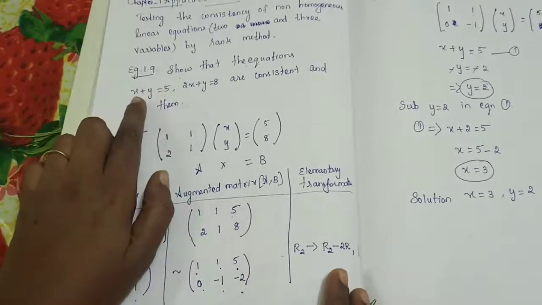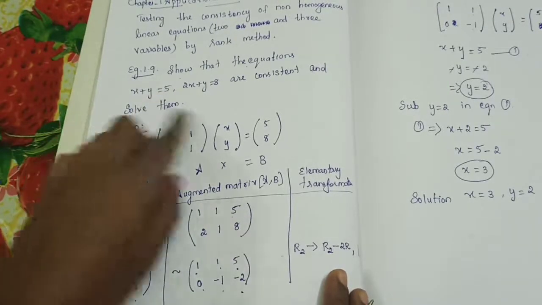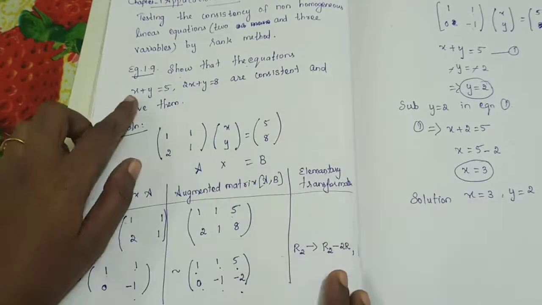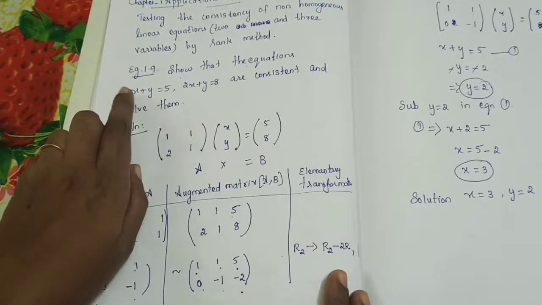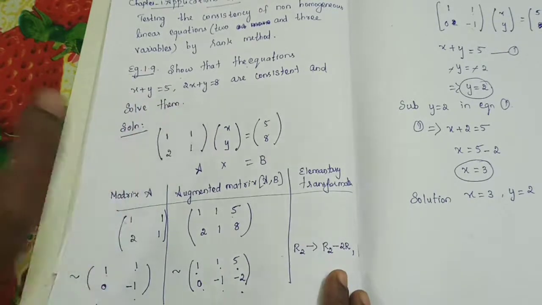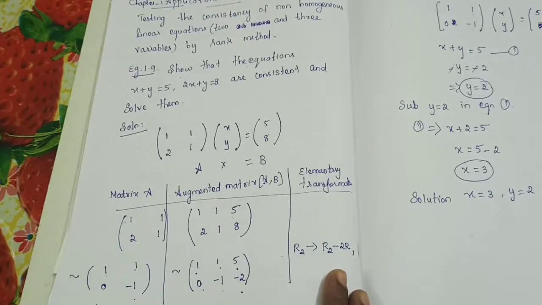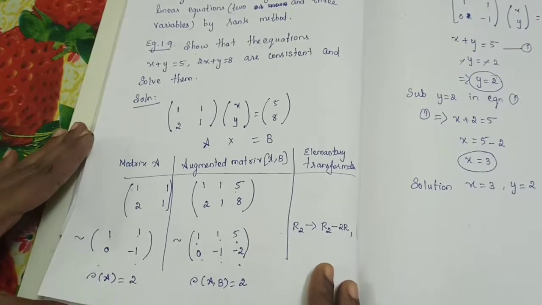So the given equation, you see, x plus y equal to 5. Is it right? x how much? 3. y value how much? 2. So 3 plus 2 is equal to 5. LHS is equal to RHS, so our answer is correct. Okay, got it? So again I am giving.